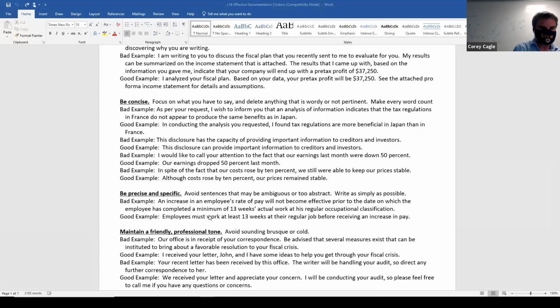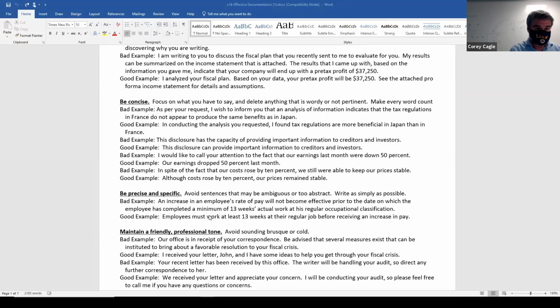Bad example: as per your request. Did we need that? No. People love that though. As per your request. People love to write that. Nobody wants to read that. As per your request, I wish to inform you that an analysis of information indicates that the tax regulations in France do not appear to produce the same benefits as in Japan. If I read that, I'm like, you know, per your request, blah, blah. I don't know, that kind of thing.